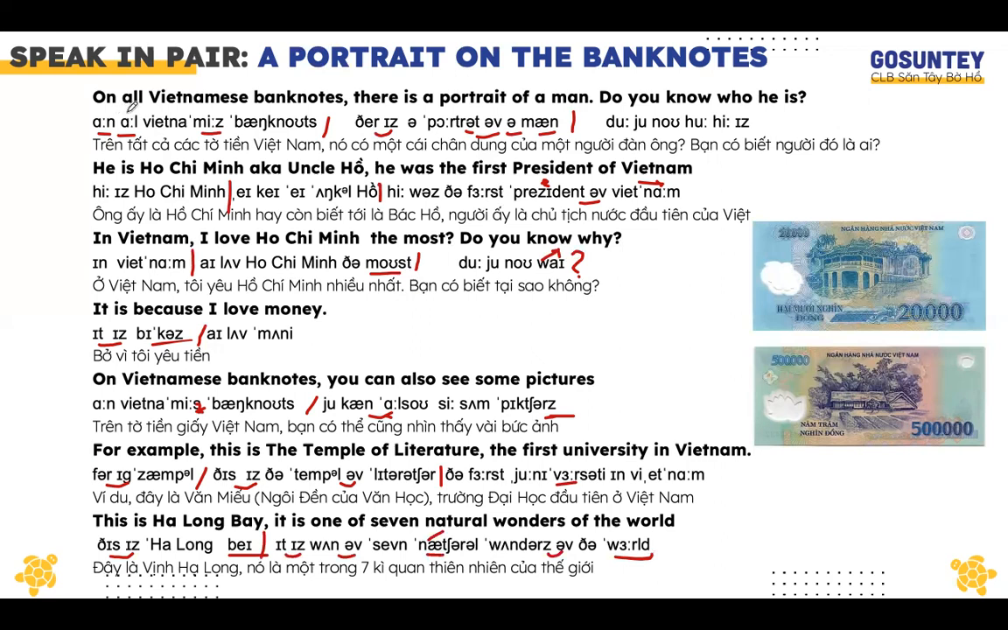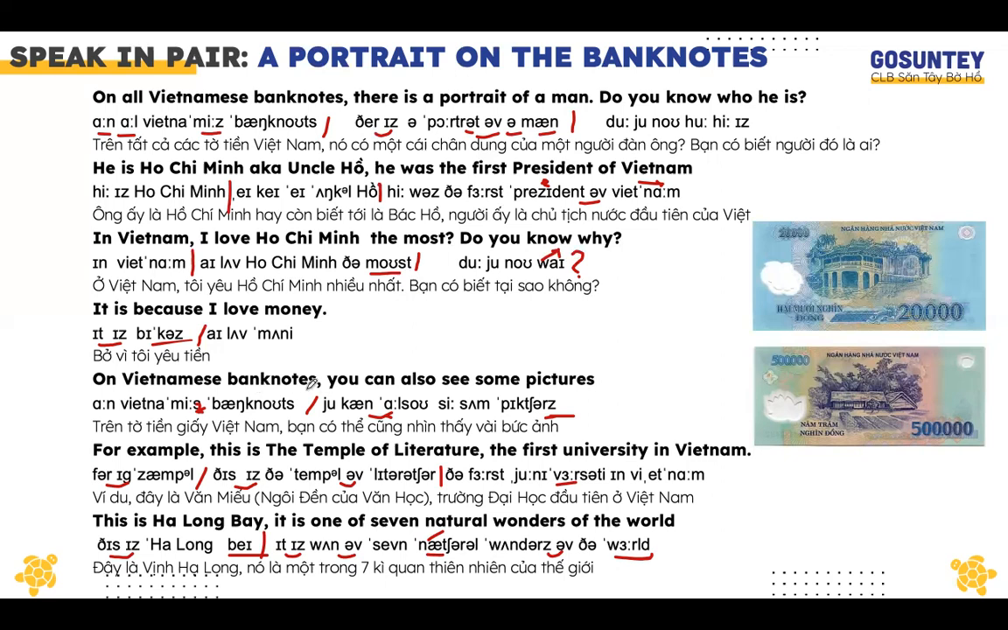Okay. On our Vietnamese banknote, there is a portrait of a man. Do you know who he is? He is Hồ Chí Minh, aka Uncle Hồ. He was the first president of Vietnam. In Vietnam, I love Ho Chi Minh the most. Do you know why? It is because I love money.